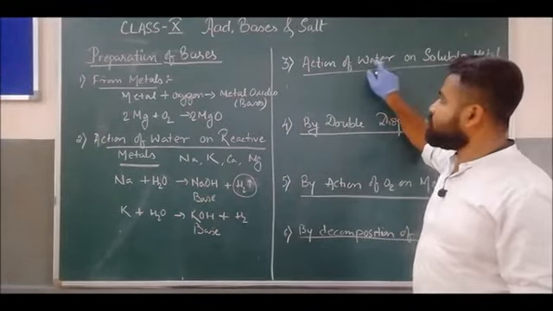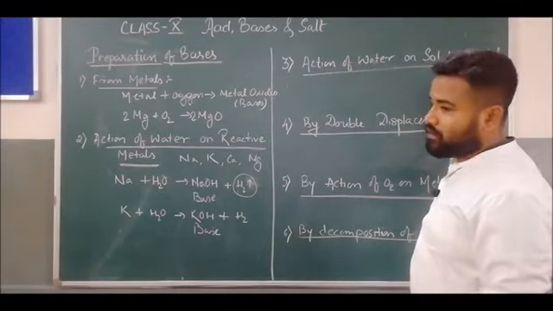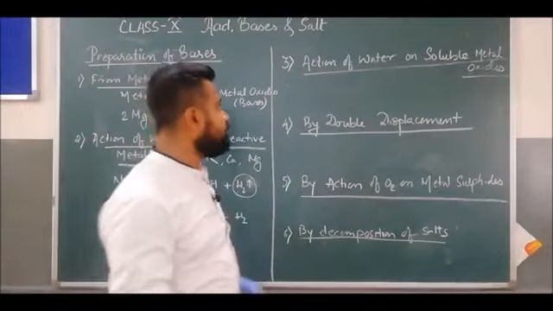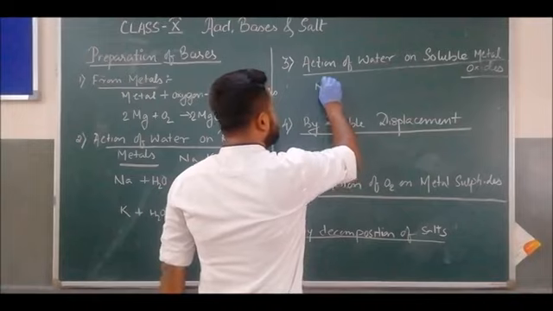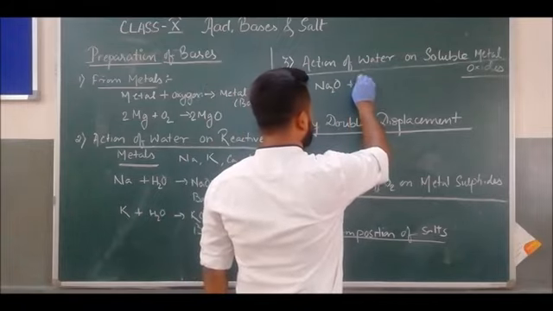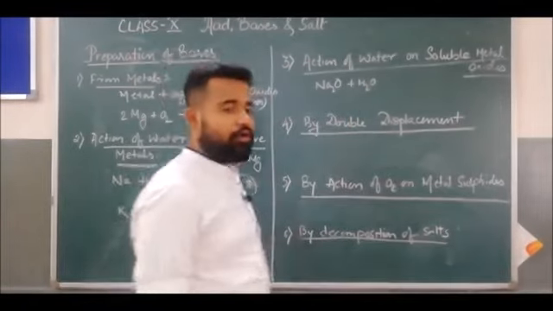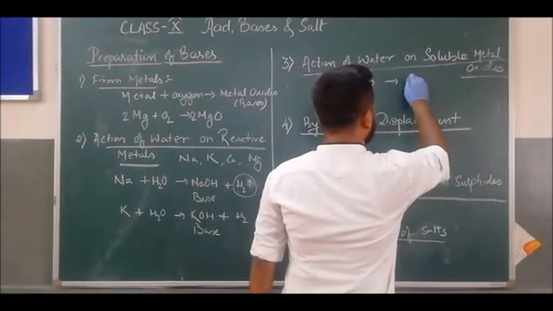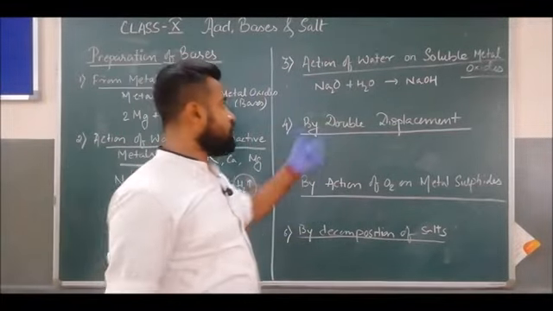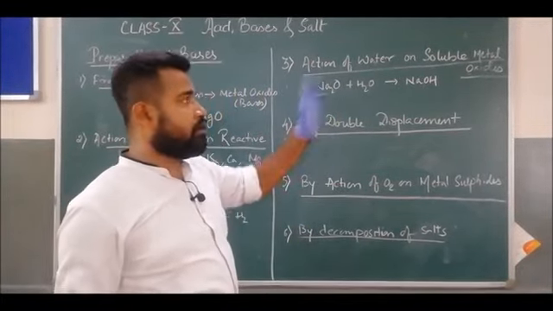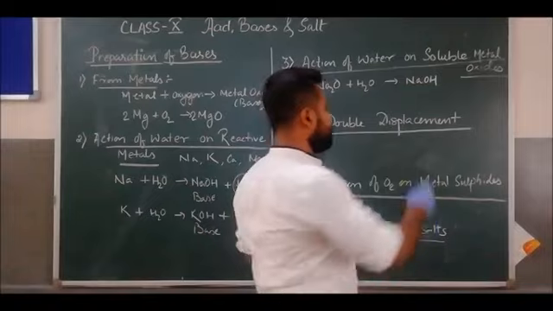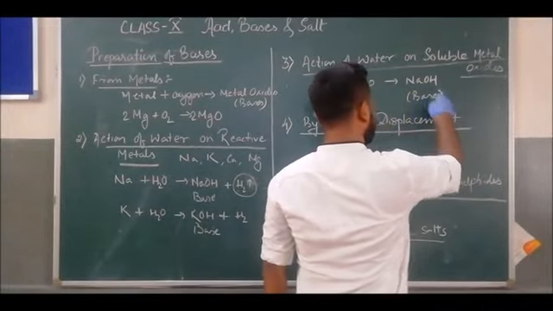Now we come to the third method, the action of water on soluble metal oxide. There are some metal oxides which are soluble in water. For example, sodium oxide, when it is treated with water, directly gives sodium hydroxide. So this is the third method, in which the soluble metal oxides, when they react with water, give sodium hydroxide, which is a base.